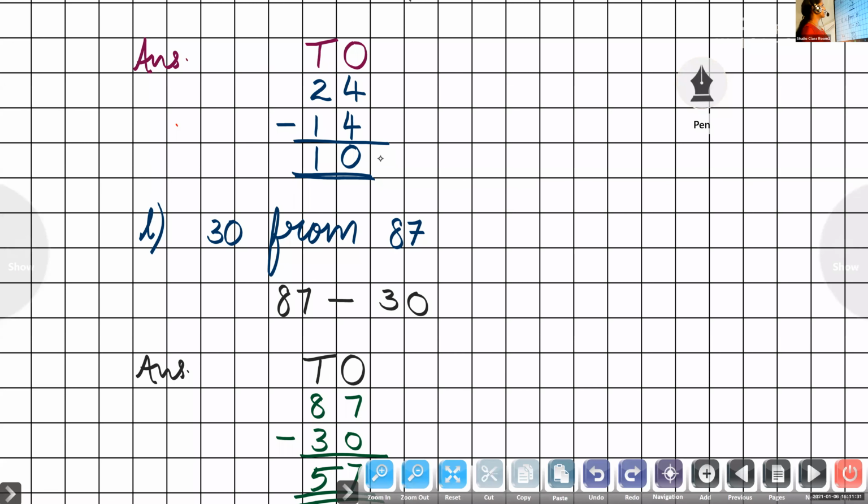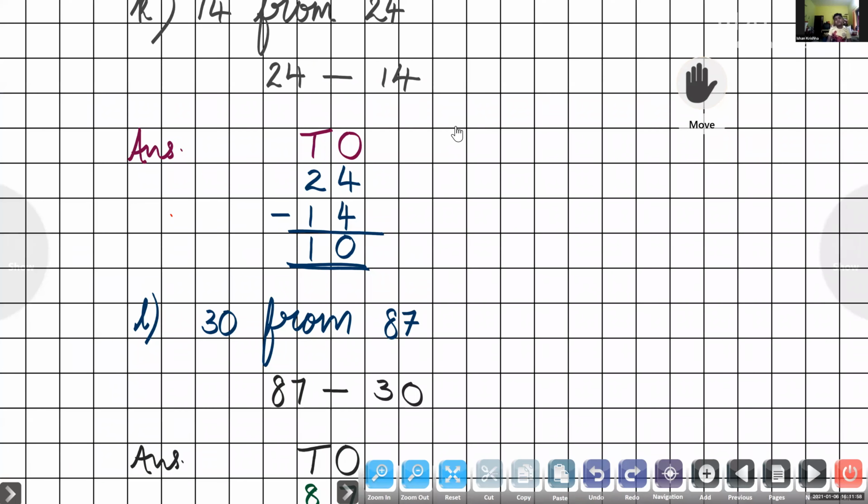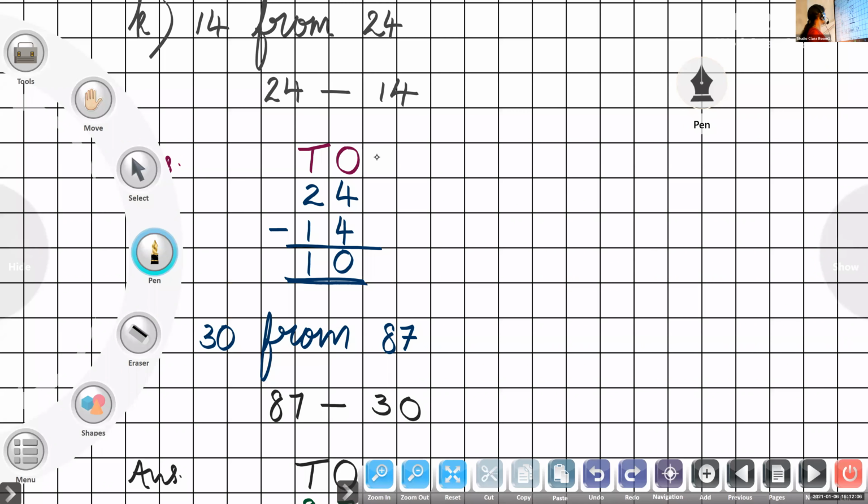Ma'am, K question. Yes. 14 from 24. That means 24 minus 14. Ma'am, please, next two. Only this much, this two digit subtraction, then we have word problems. Subtraction. Then we will move on.